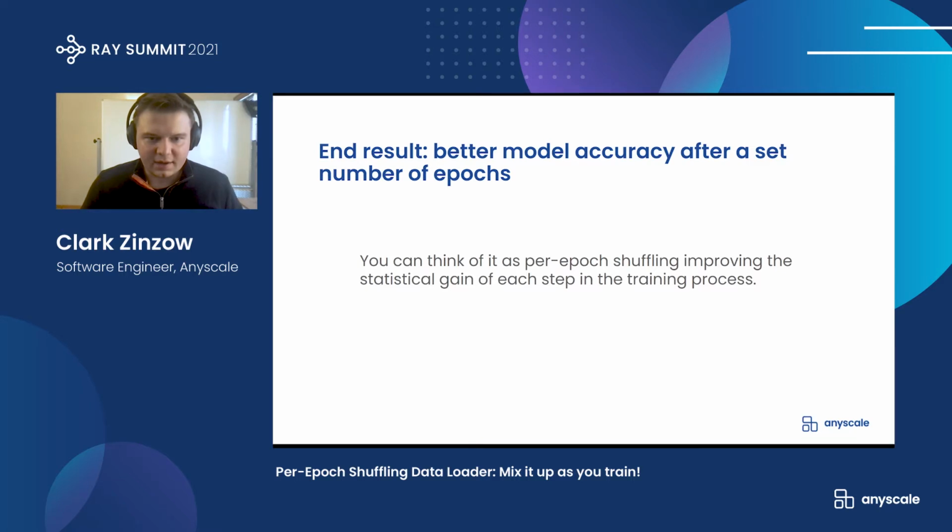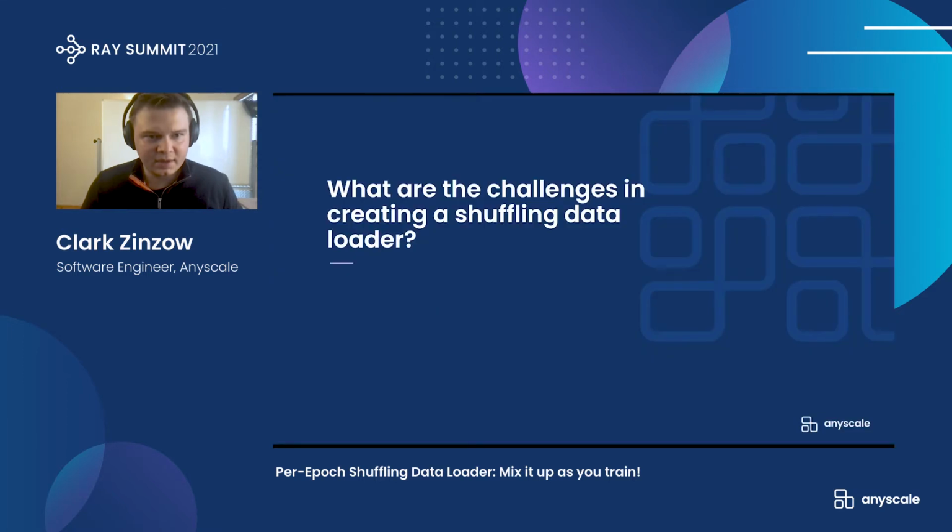And you could think of it as per epoch shuffling improving the statistical gain of each step in the training process. There's a lot more details on why this is the case and why it's nice to shuffle at the start of every epoch. A lot of interesting recent papers also go through the convergence analysis of stochastic gradient descent, for example. So why is this hard?